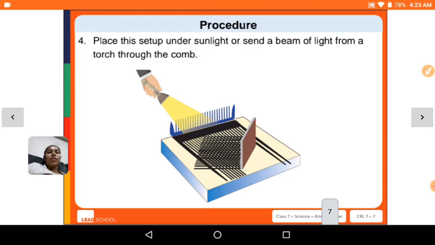Now, when there is a mirror here, when light passes through the comb and gets to the mirror, the mirror reflects. So the mirror here starts reflecting the ray of light like this when we turn on the torch. So the light reflected is in this position.